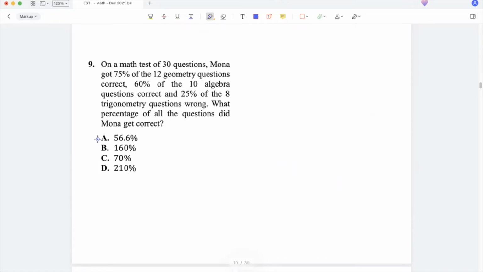On a math test of 30 questions, Mona got 75% of the 12 geometry questions correct. So there were 12 geometry and she got 75%. So 3 by 4 into 12, so 9 correct.